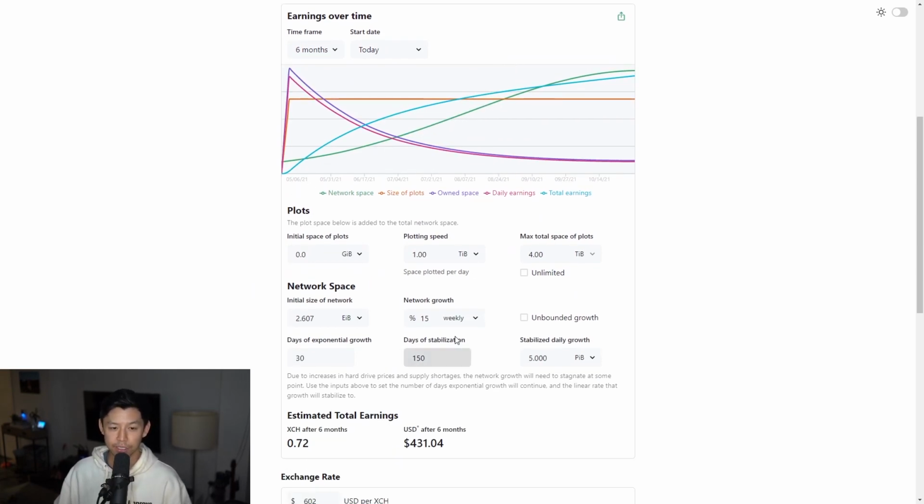And that also doesn't factor in net space. Net space is basically how fast the Chia network is growing. And right now we're seeing some pretty crazy growth. I have to go back and check, but it's growing real fast.